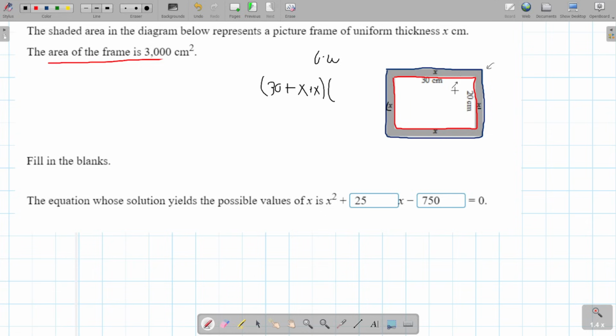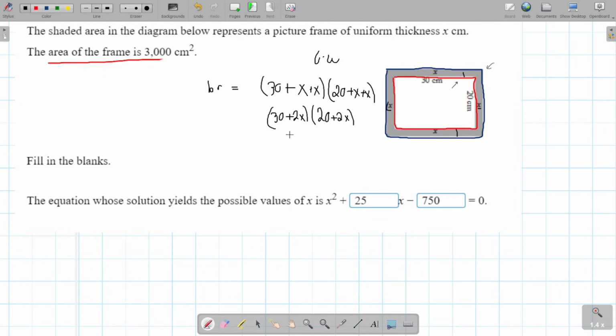Times the width. What's the width? The width is 20. No, it's not 20. Why not 20? Because 20 is for the red rectangle, which is the small one, which is the inside one. It's 20 plus x here and x over here. So plus x plus x. So the area of the big rectangle equals 30 plus x plus x, so 30 plus 2x, and 20 plus 2x. Okay?